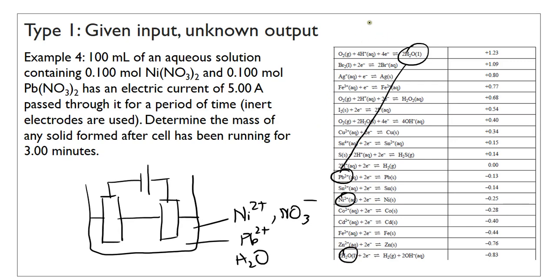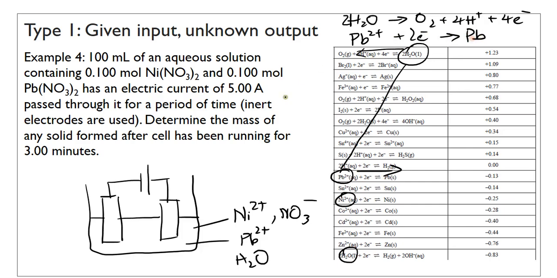You can write the half equation out. The one at the anode is 2H2O going to O2 plus 4H plus plus 4 electrons. You don't actually have to, but if you want more clarity, you could. And the equation at the cathode is going to be Pb2 plus plus 2 electrons going to Pb. So the question asks for the mass of any solid. It doesn't actually mean that the solid is going to stick onto the electrode, but the lead solid is going to be the product that we're after here. So I need to find the mass of Pb being produced.